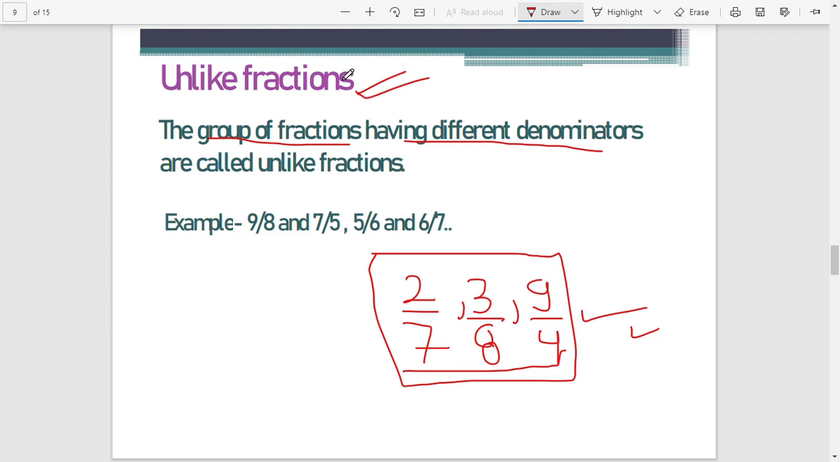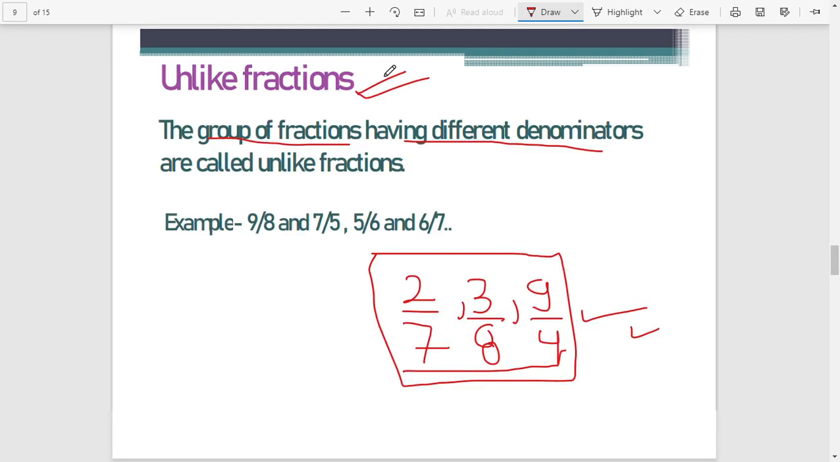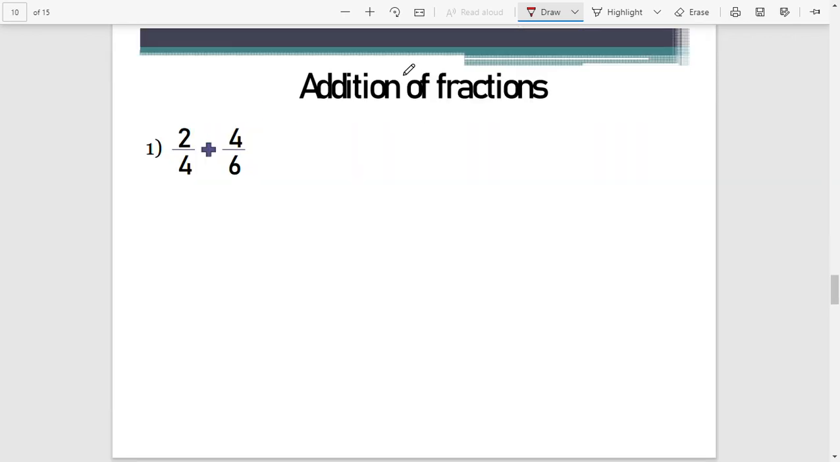So let's move to the next topic. That was all for the types of fractions. Now we will learn how to add fractions. For adding fractions, let's take an example. We have to add 2 upon 4 and 4 upon 6.